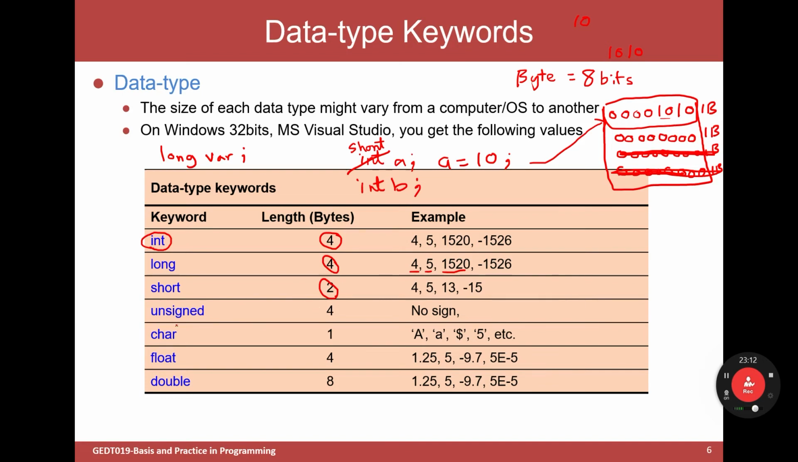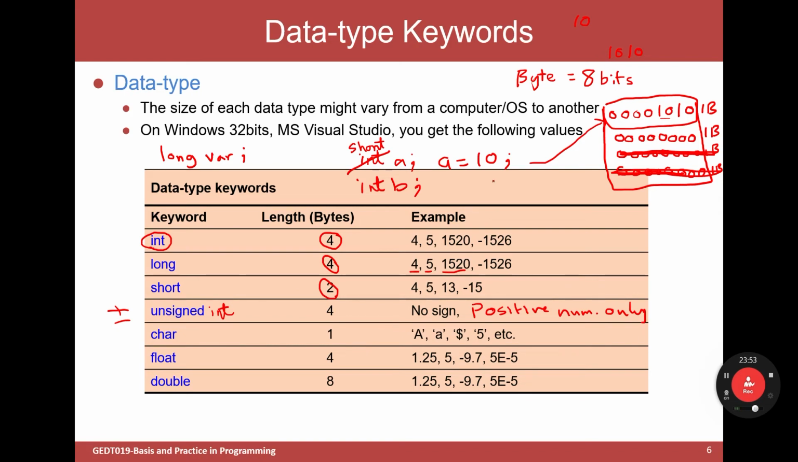Okay, another thing is unsigned. Unsigned usually does not come alone. Unsigned comes with, we can say, unsigned integer. That means this number is positive number only. Okay, so this is the meaning of unsigned. That means no sign, no positive, negative, just positive. Okay, unsigned.